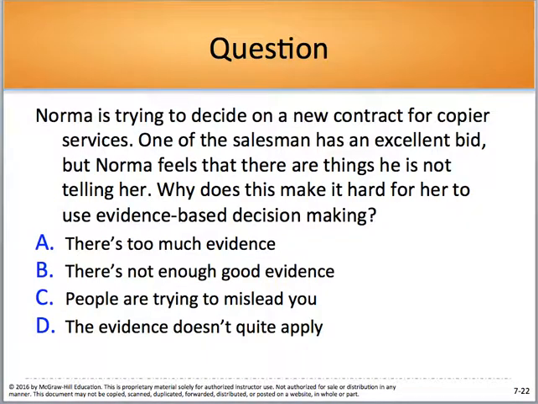So Norma's trying to decide on a new contract for copier services. And one of the salesmen has an excellent bid, but Norma feels that there are things he's not telling her. He's holding something back, right? Why does this make it hard for her to use evidence-based decision making? Is it A, because there's just too much evidence? B, that there's not enough good evidence? C, that people are trying to mislead her? Or D, that the evidence doesn't quite apply?